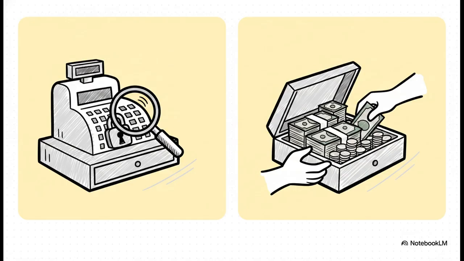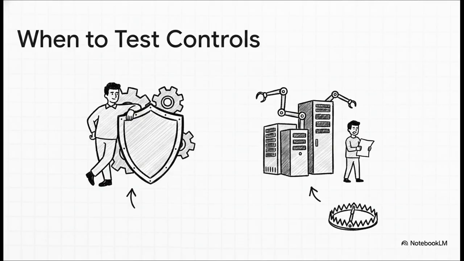Think of it like a cash register. A test of controls checks the process. It's like checking if the cashier actually uses the physical lock on the register. A substantive procedure, on the other hand, checks the numbers. It's like opening that register and physically counting the cash to detect misstatements directly at the assertion level. Process versus numbers.